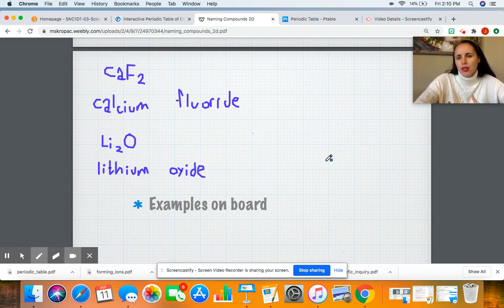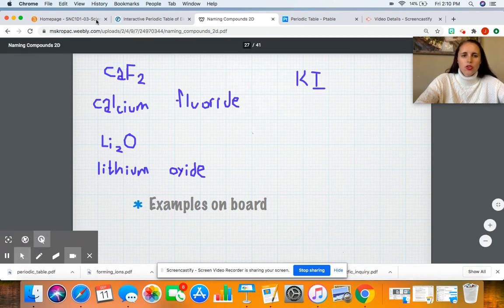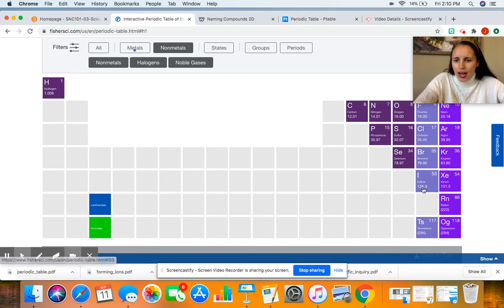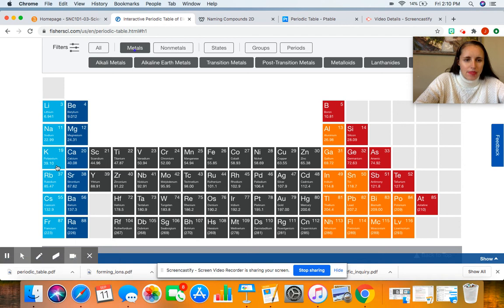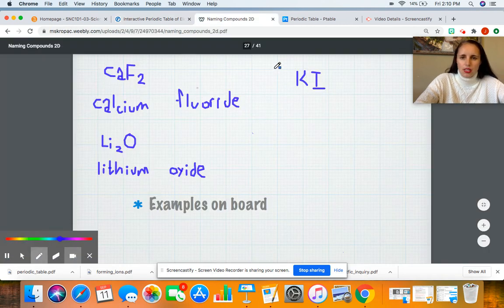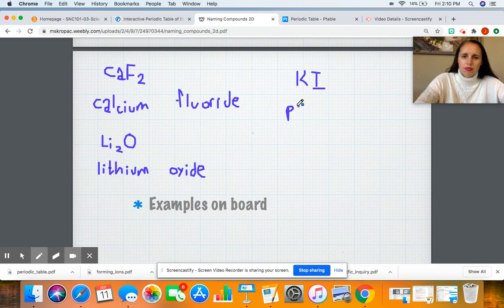Last one that we're going to look at, I'm going to give you another one. Let's go KI. So we're going to go to our periodic table again. We're going to find I down here is iodine. That is a nonmetal. K is potassium. It is a metal. So in order to name this, I would call this potassium. Picked a long one. I would leave a space, and then my second part of my word, iodide.